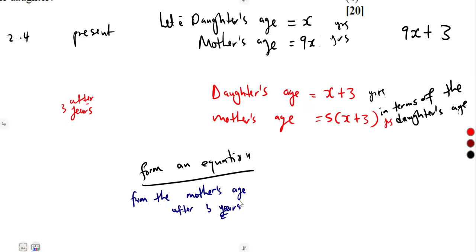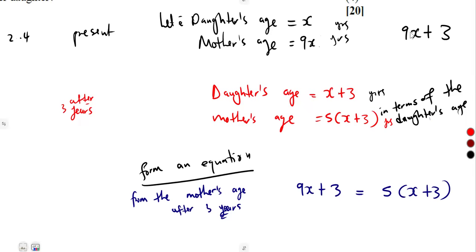So this is what we want. After 3 years, your age is supposed to be 9x plus 3. From what we are given, presently your age is 9x. So after 3 years, we're going to add 3. So 9x plus 3 is the same as the one we wrote in terms of your daughter's age. It is supposed to give us the same answer because this is the same person that we're talking about.